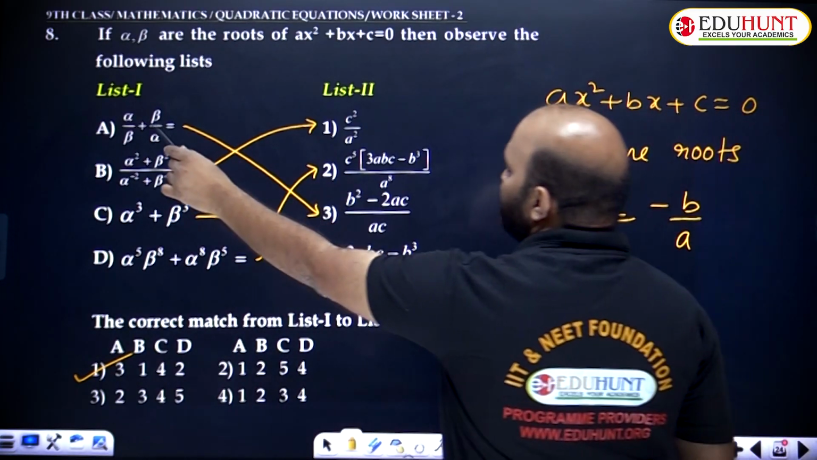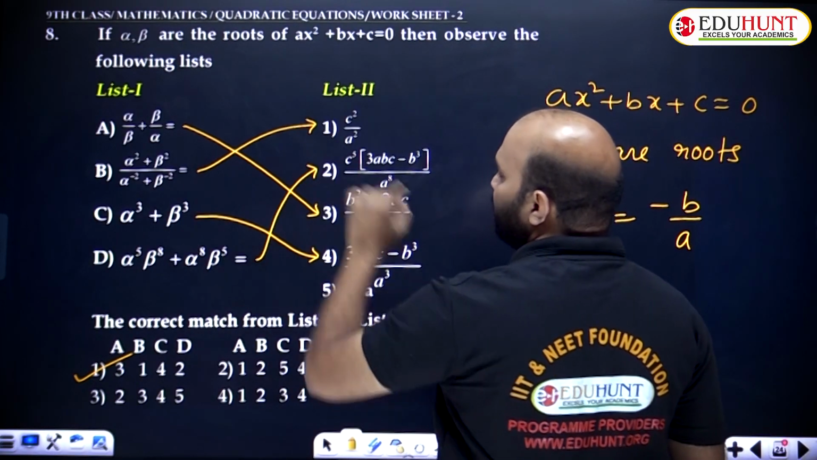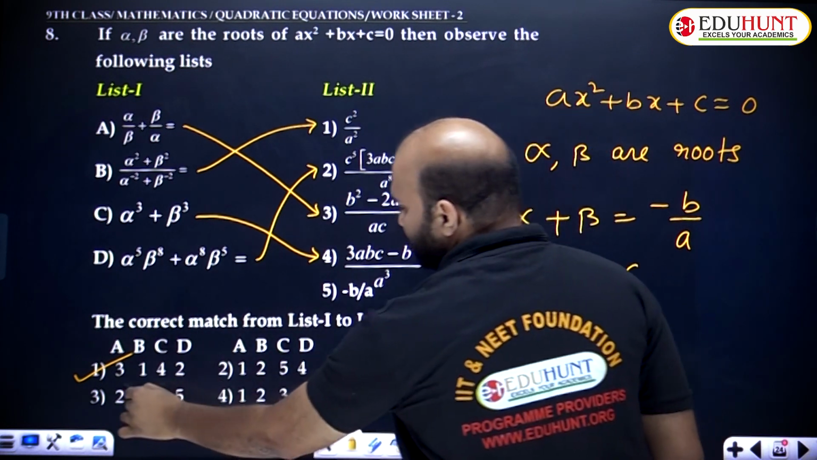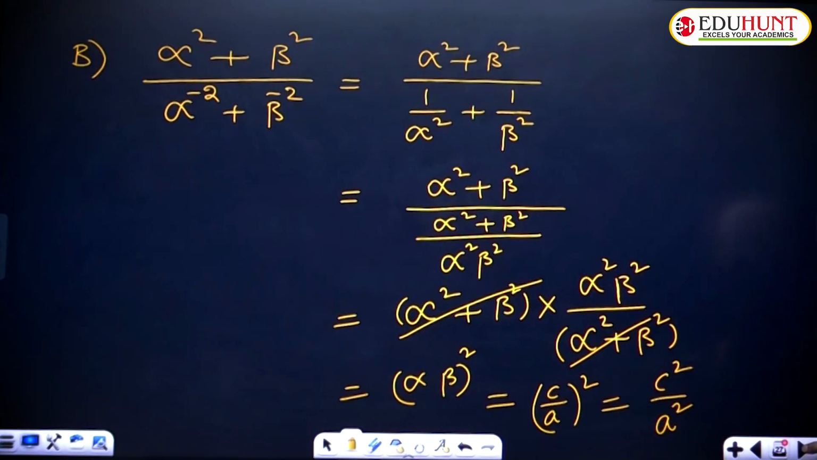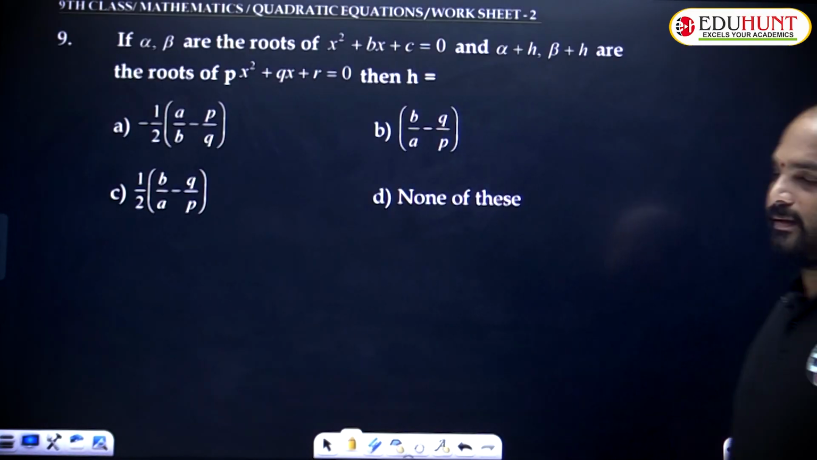So first one, A is matching with 3, B is matching with A, C is matching with 4, D is matching with 2. Which option is the right answer? So the first option is the right answer. Am I clear? That is the 8th one, the matching test. It is over. So let us go to question number 9.